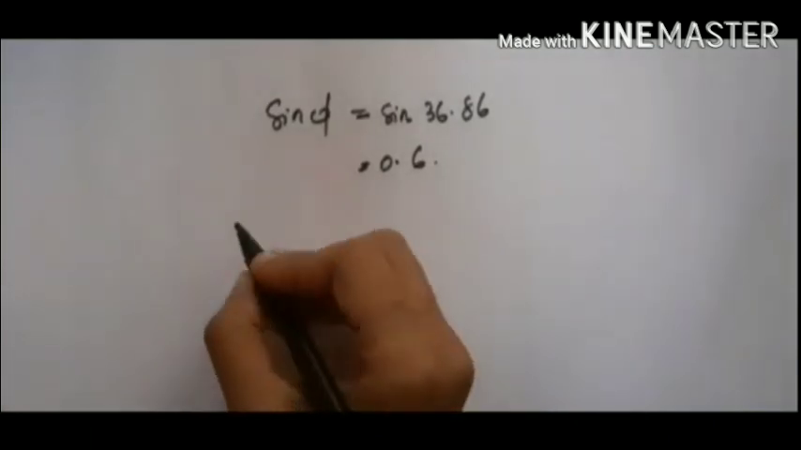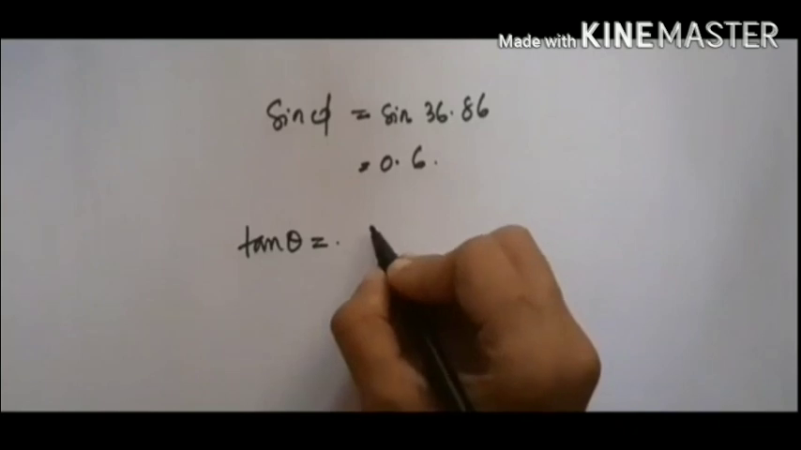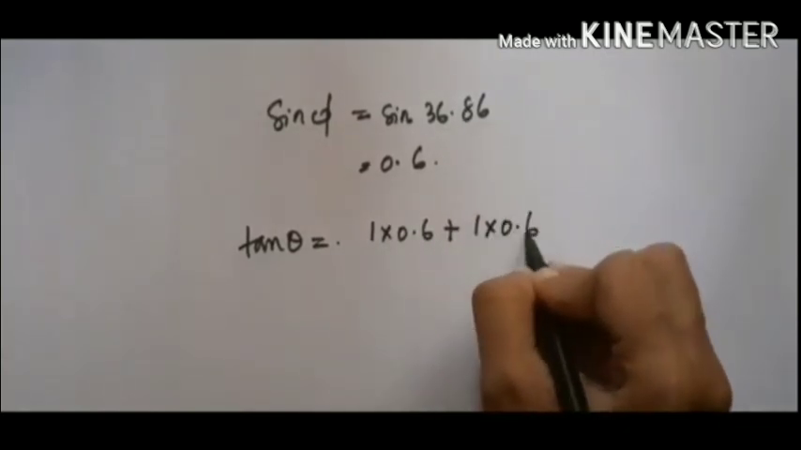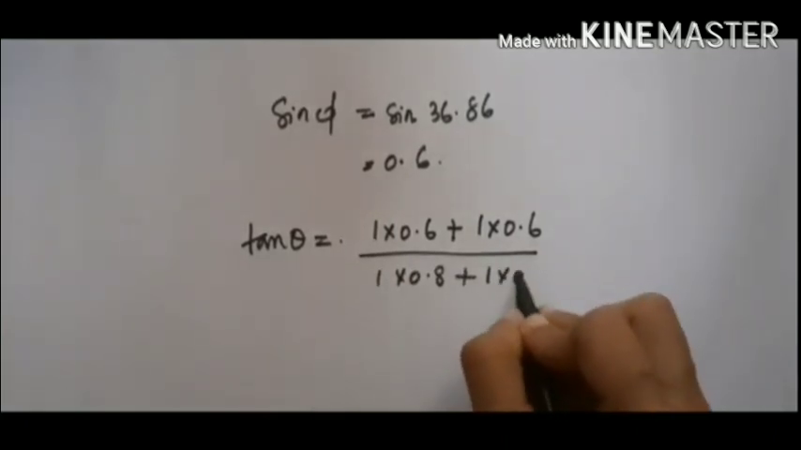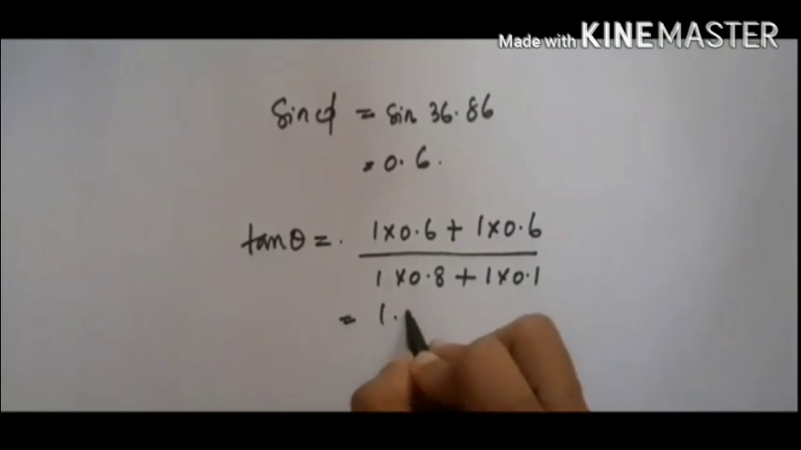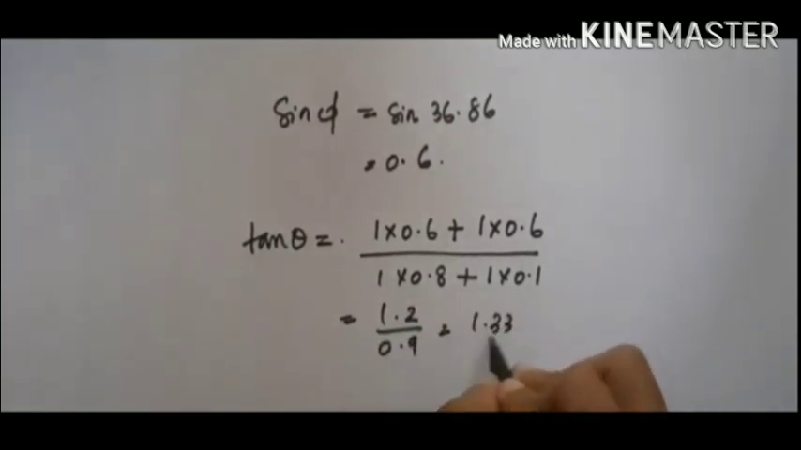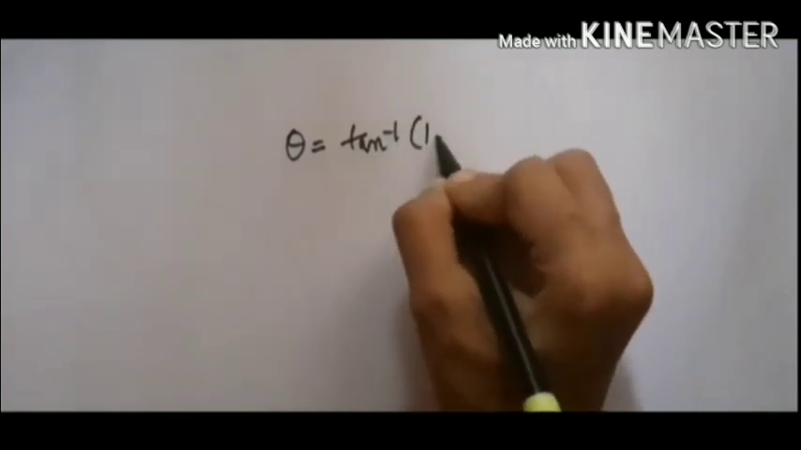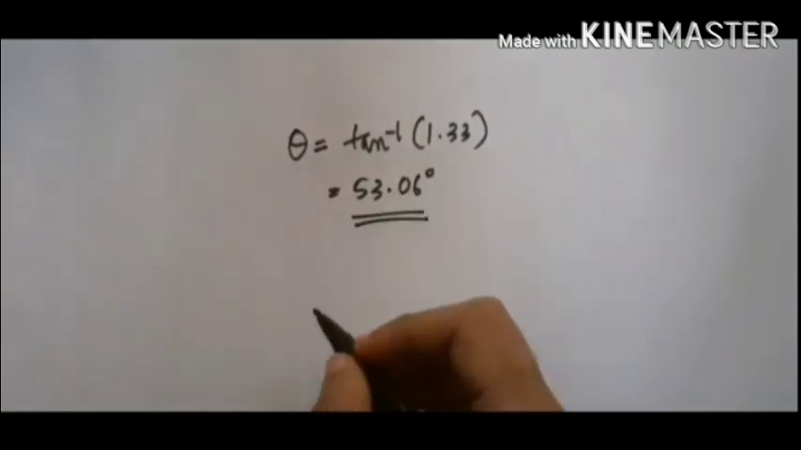Substituting these values in the equation, we get tan theta is equal to (1 into 0.6 plus 1 into 0.6) by (1 into 0.8 plus 1 into 0.1), which is equal to 1.2 by 0.9, that is 1.33. Hence, we get theta equal to tan inverse of 1.33, which is found to be 53.06 degrees.